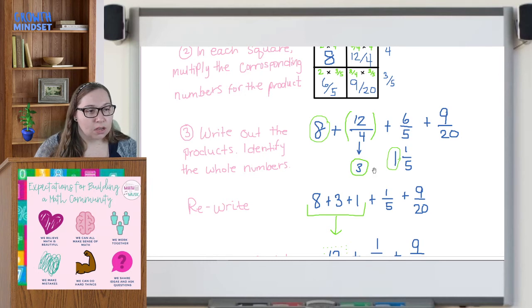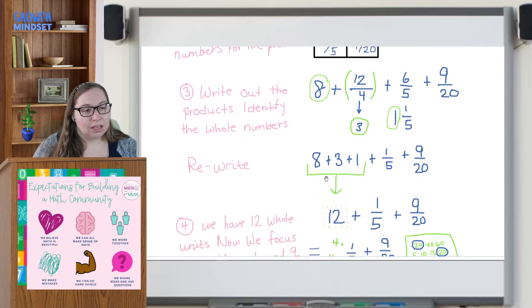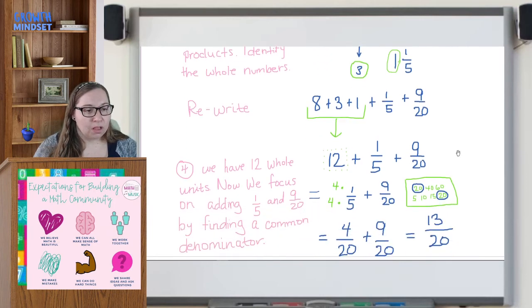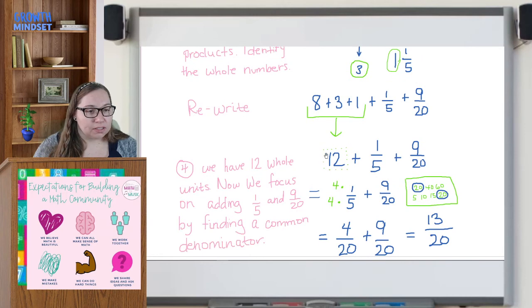3 wholes, okay? And then 6 over 5 is also an improper fraction. 5 goes into 6 one time. It gives us 1 whole, and then it leaves us with the fraction 1/5. So identifying our whole numbers, we have 8, 3, and 1, and then we have the fractions 1/5 plus 9/20. We're going to hold on to these 12 whole units and kind of just push them aside for the moment because we need to focus on the 1/5 plus 9/20.